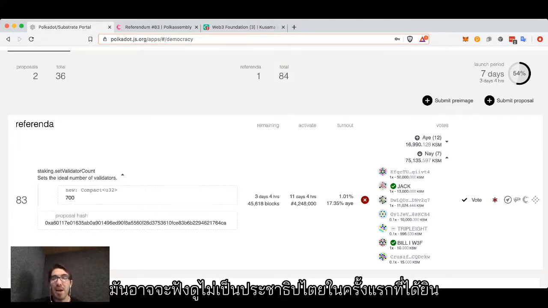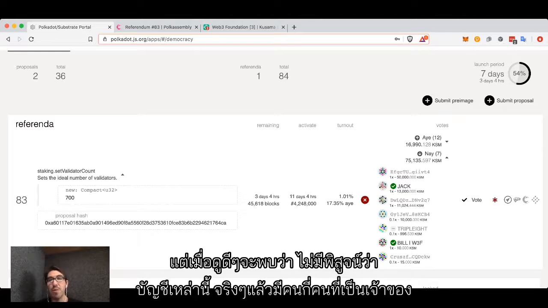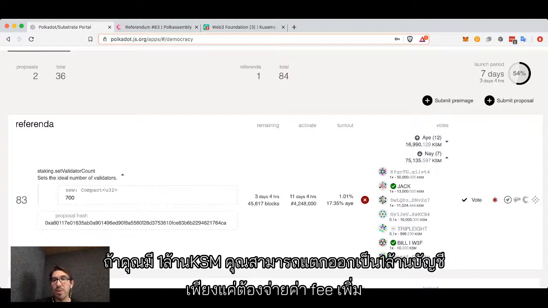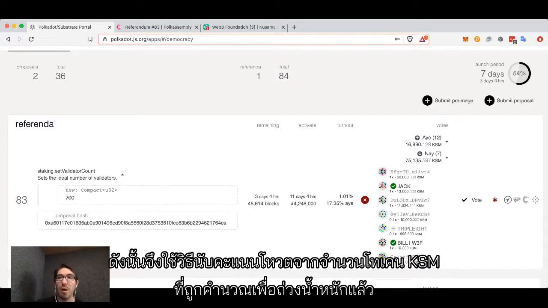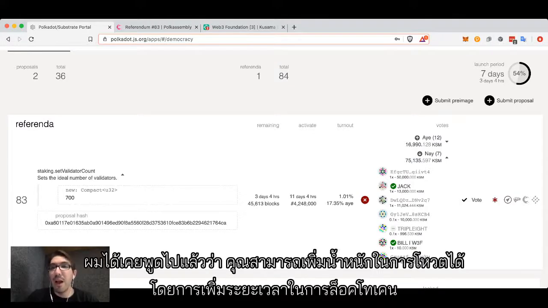And this may sound anti-democratic at first, but when you consider that there's no real way of verifying how many real entities are behind these accounts, right? If you did have 1,000,000 Kusama, you could just as easily make 1,000,000 separate accounts after paying for transaction fees, and sort of pretending to vote as 1,000,000 different people. And so this is based on the number of Kusama that are in favor of it. However, I already mentioned you can weight your vote.